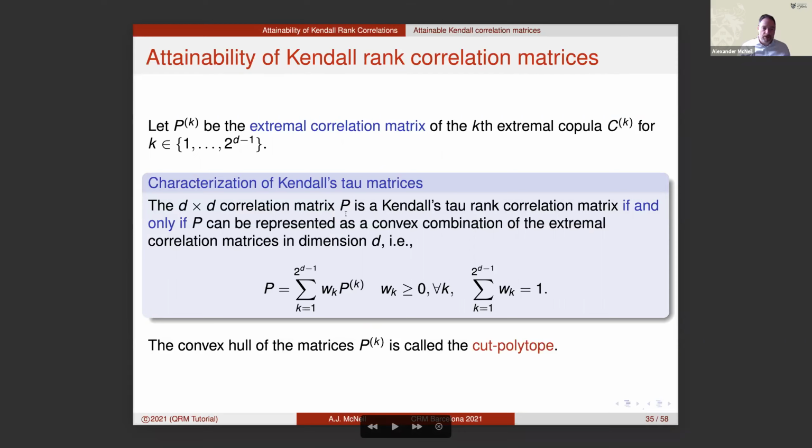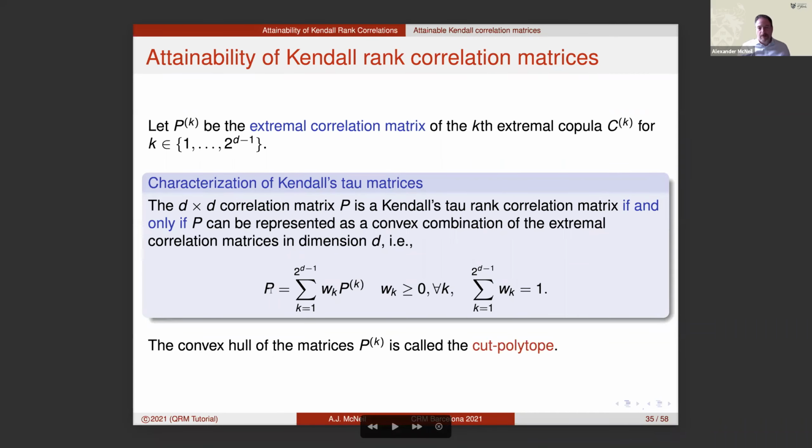So the D by D correlation matrix P, it's a Kendall's tau rank correlation matrix if and only if it can be represented as a convex combination of the extremal correlation matrices in dimension D. So if you can write P as a weighted sum of the P_k, where the weights must be non-negative. They could be 0, but they must be non-negative, and they must sum up to 1. So that is the condition.